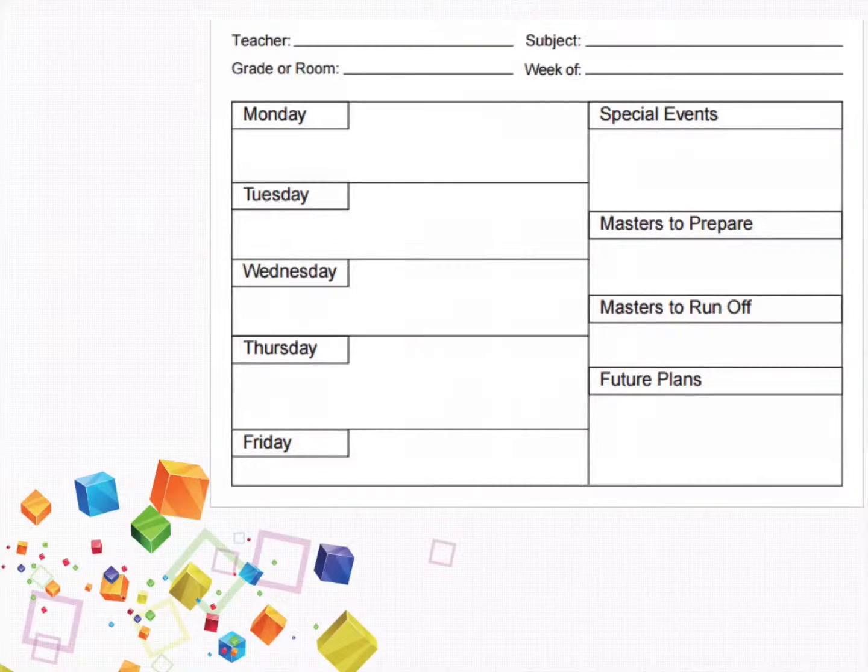Here it is. You can see the days, right? Because this is a weekly lesson plan. The first two examples I showed you are examples of daily lesson plans. This one, however, covers the entire week, but it is not as detailed as the first two examples.